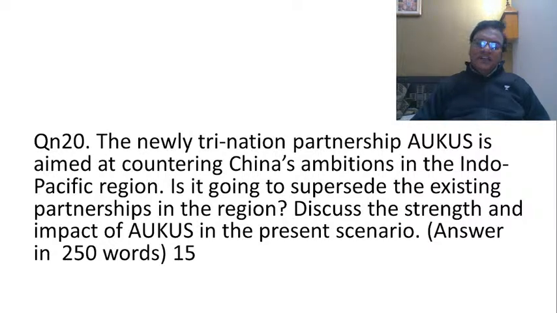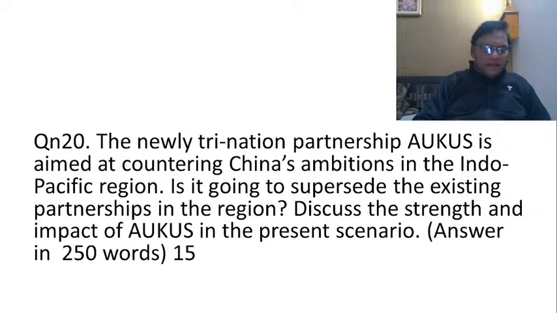Now, the next question is, is it going to supersede the regional partnerships in the region? America has said that the Quad has different aims and objectives. It is mostly a trade alliance, a dialogue partner, and an economic union. Whereas, according to America, AUKUS is more of a military alliance. That is what America has said.